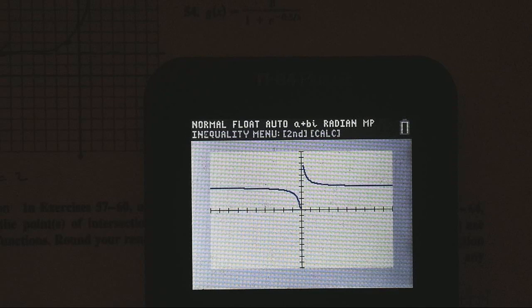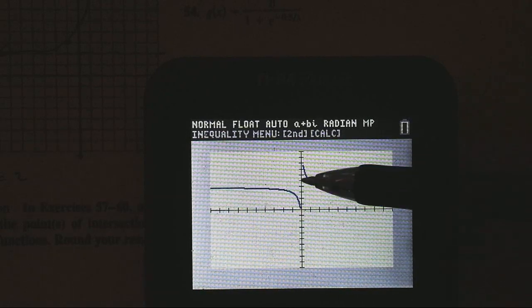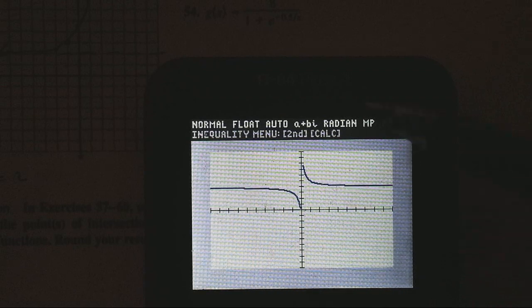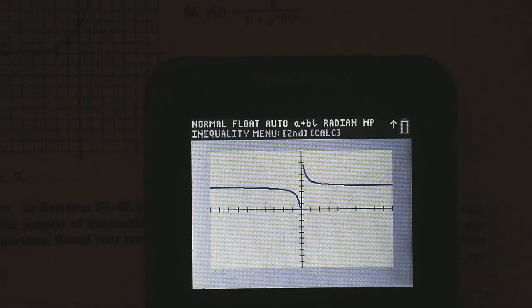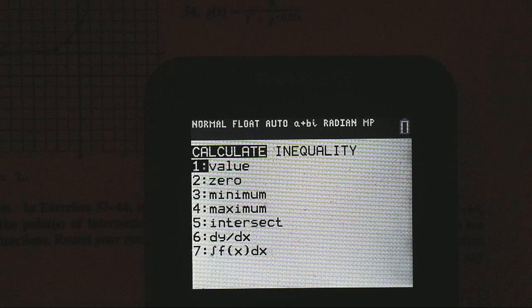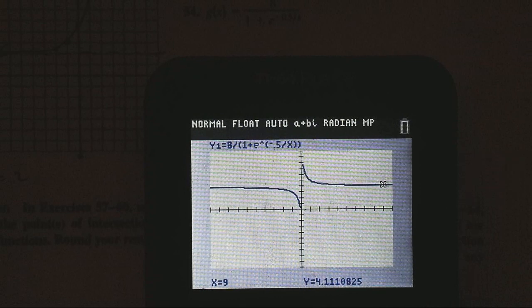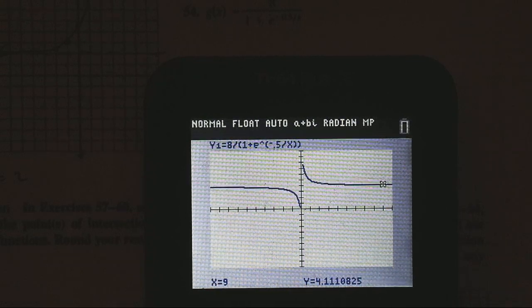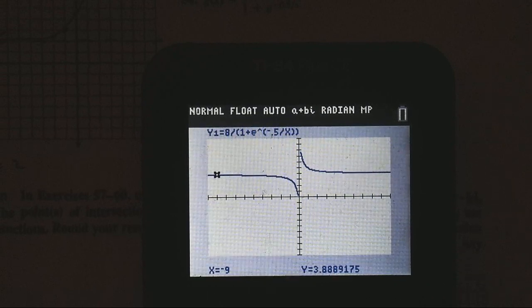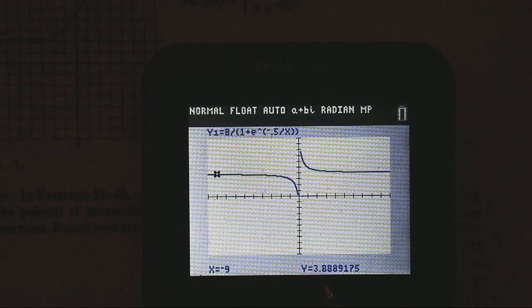So there's our graph, and all appearances are that x equals 0 is an asymptote, and maybe somewhere around 4. For instance, if I go second calc value, I'm just going to jump out to say 9. And there we are, a little bit above 4. I'm going to jump back to negative 9. And there we are, maybe closing in on 4, getting up. So it seems maybe 4 is reasonable.